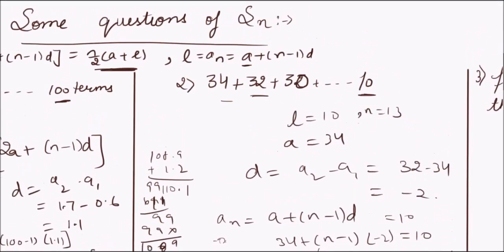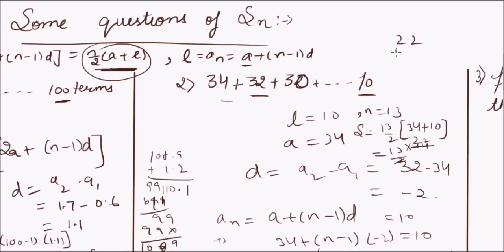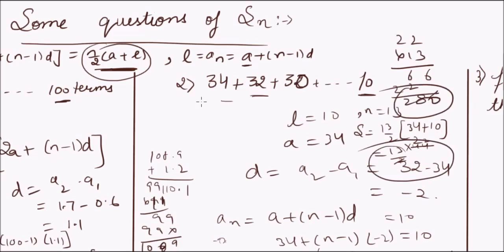Now n is 13, thus we can use this formula here because we know the last term as 10. Therefore s equals 13 over 2 into (34 plus 10), or 13 over 2 into 44. 2 cancels 44 as 22, and we are left with 22 into 13, which is 286. Thus the sum of the given AP is 286.